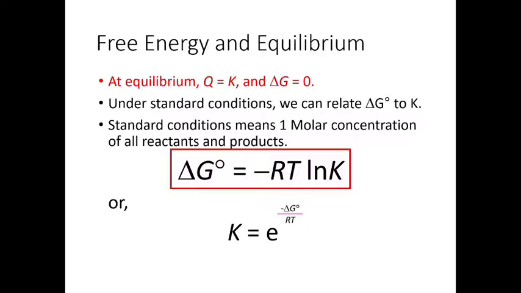I've put one version of this in the box, and that's the version we're going to use. If you ever had a really tough question and they wanted you to solve it for K, the second version of this equation shown there, K equals e to the negative delta G over RT, that's just the same equation rearranged. This is the one we're going to use. And when we use this, our delta G, that's just our Gibbs free energy. It's going to be in kilojoules.